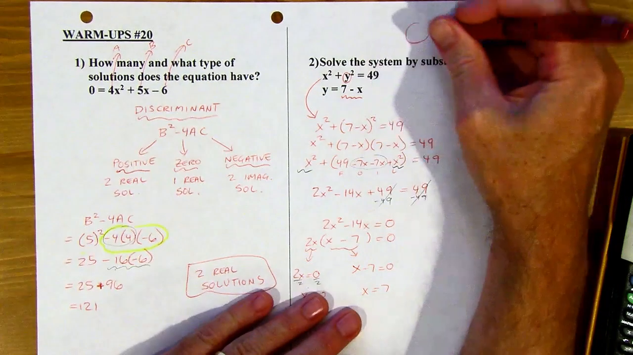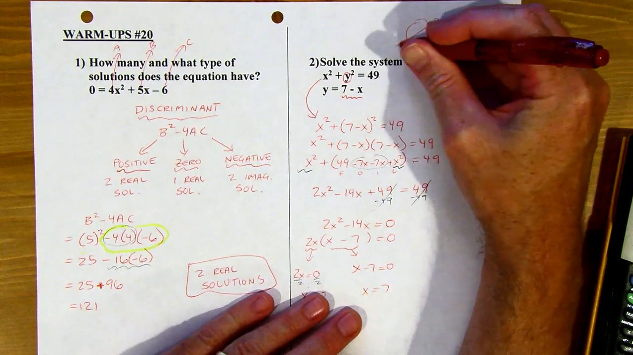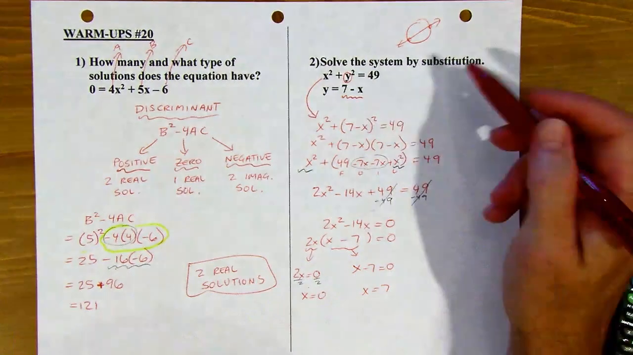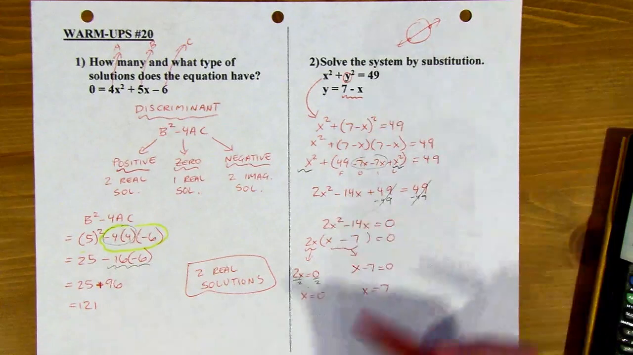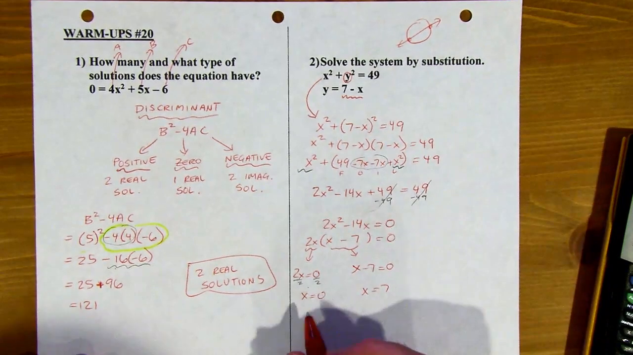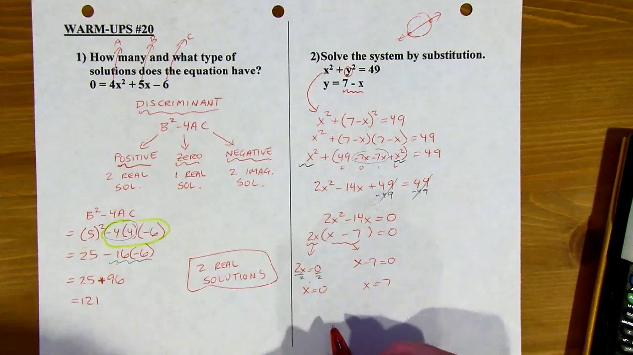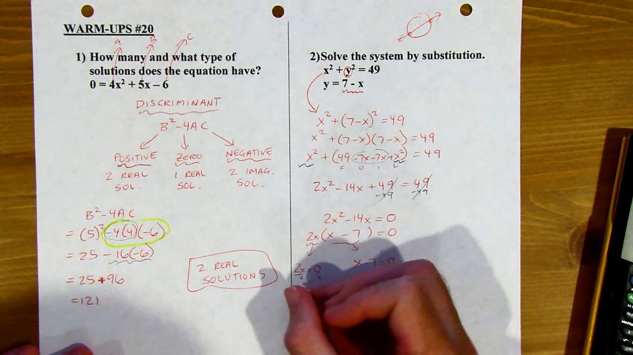Maybe if I graph this, it'll look something like that, and I've got two intersections. So I've got two different x coordinates at both those places, but I'm also going to have two different y coordinates. So don't forget to find the y coordinates that go with both of these x's. So let's start over here.